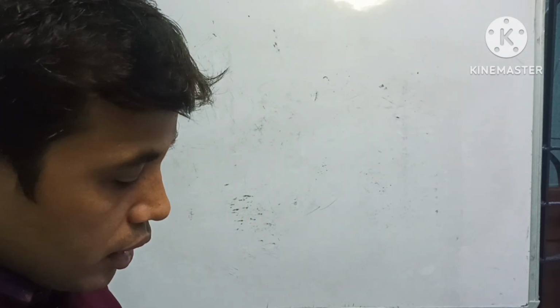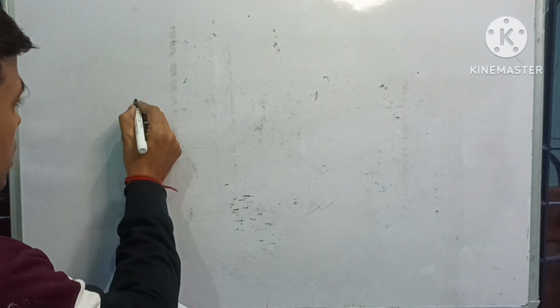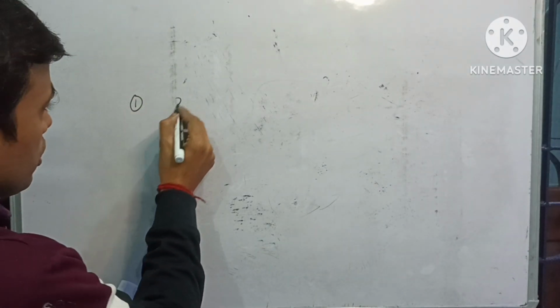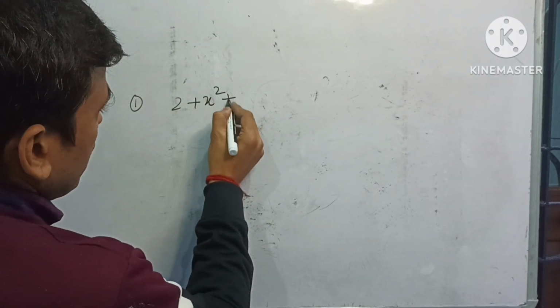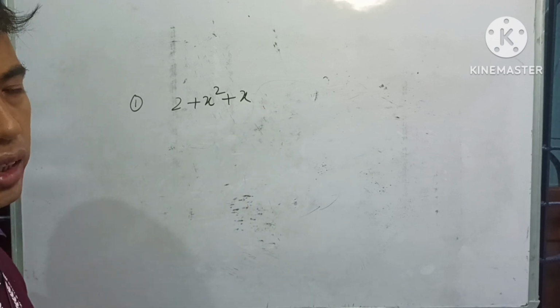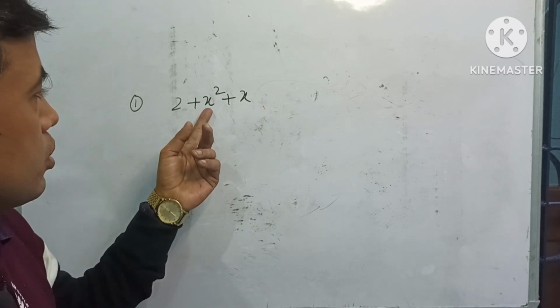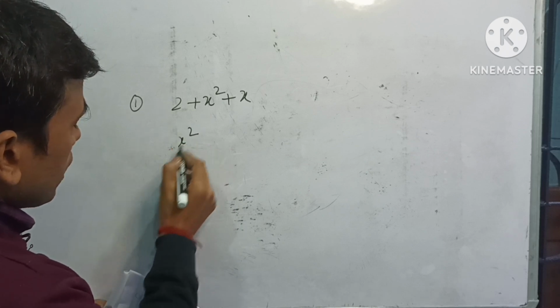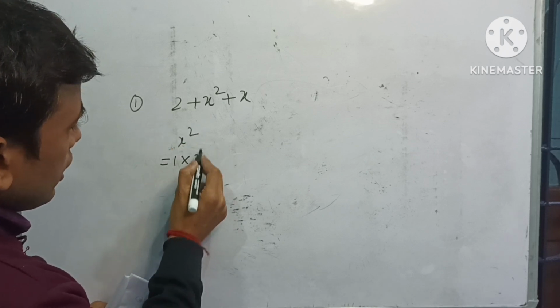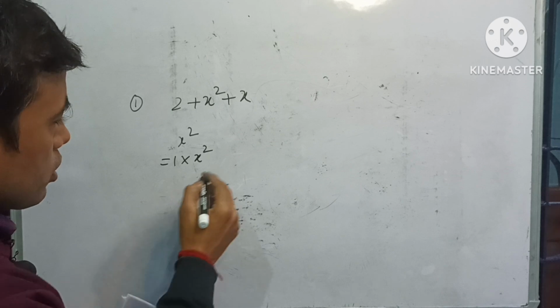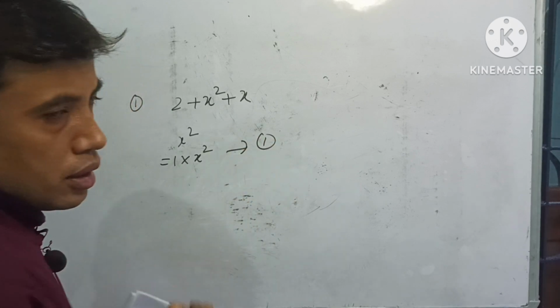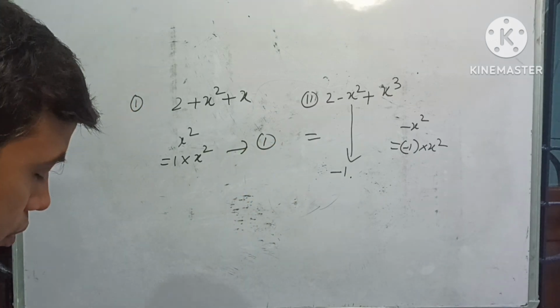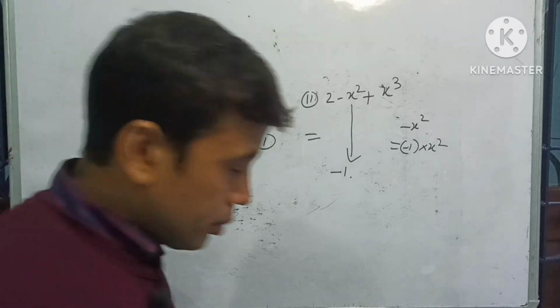Now we discuss what is given. Write the coefficient of x square in each of the following. See, 2 plus x square plus x. So you have to find the number which is multiplying with x square. X square means 1 into x square. So the coefficient of x square is 1. Very simple.